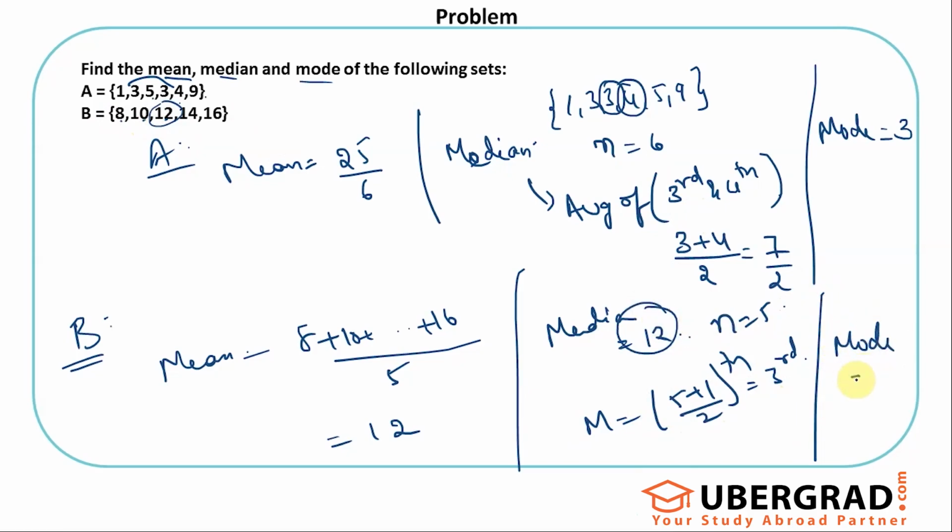What about the mode? It has no mode, right? Because all the elements, the 5 elements I have, each one of them is repeating only once. They are not repeating twice. So this set does not have any mode. That's the answer for that.